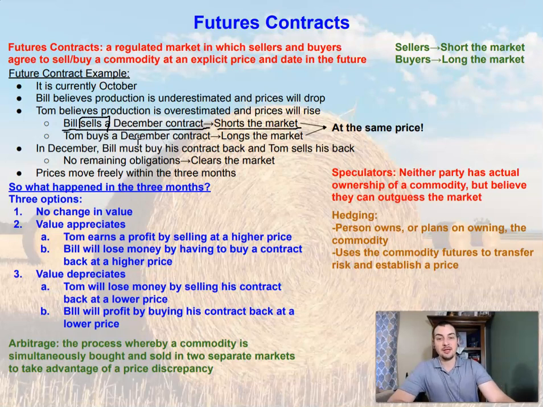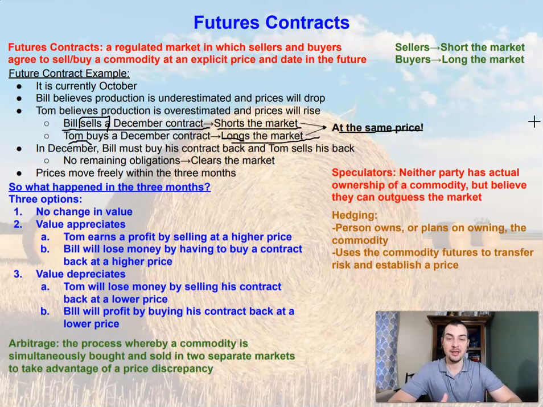Tom, on the other hand, he engages in a December contract, only he longs the market. And whenever he longs that market, he buys that December contract, he is saying that I'm agreeing to buy a certain amount of commodity, these fed hogs, in December at this price. So Bill and Tom both engage in these contracts where Bill agrees to sell this commodity in December, Tom agrees to buy this commodity in December, and they engage at the same price.